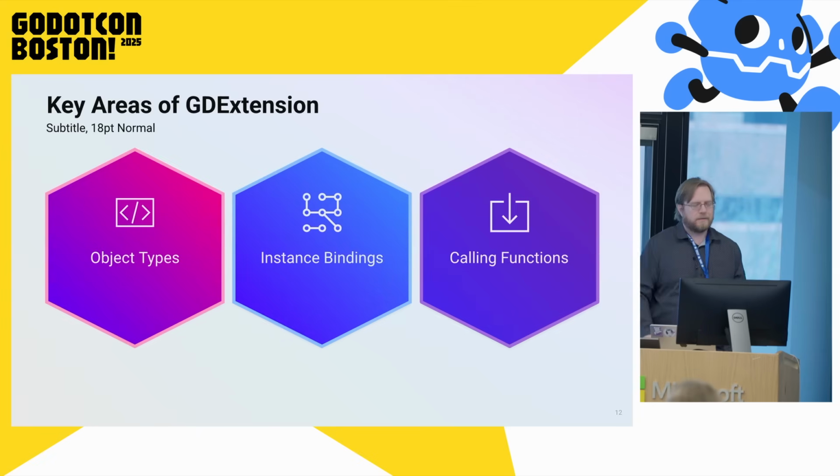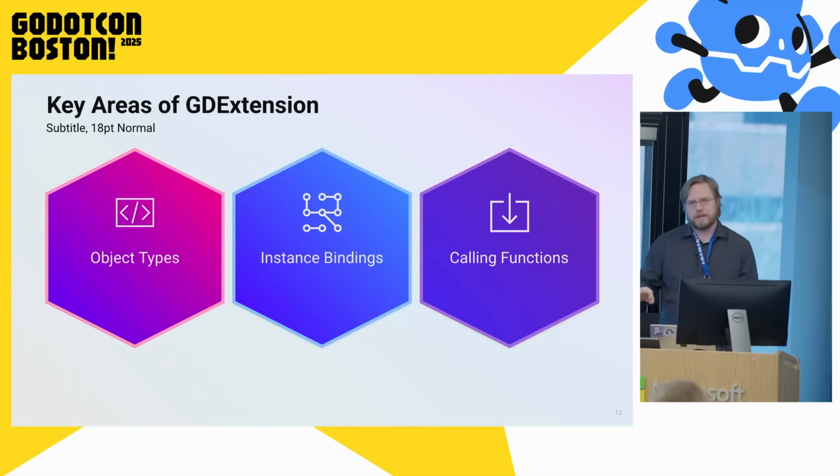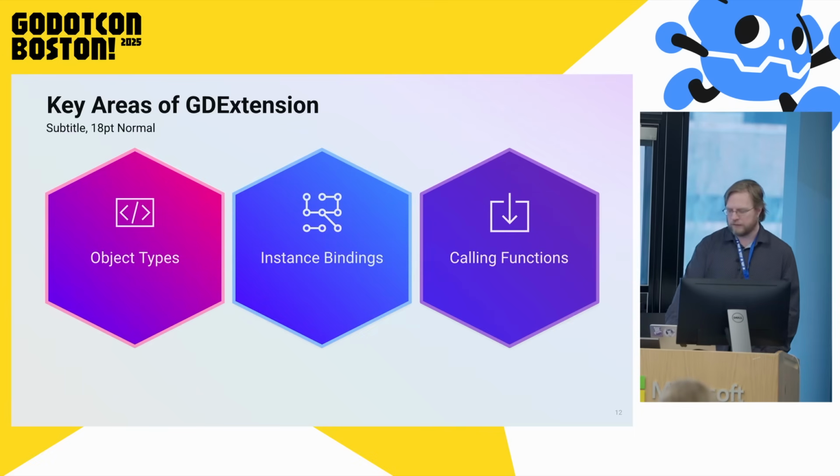But there are a few key areas of GDExtension that I want to go over before we move into script language. The first is I want to talk a little bit about object types. Then I want to talk about extension instance bindings, and then I want to talk a little bit about how you call functions from GDExtension.